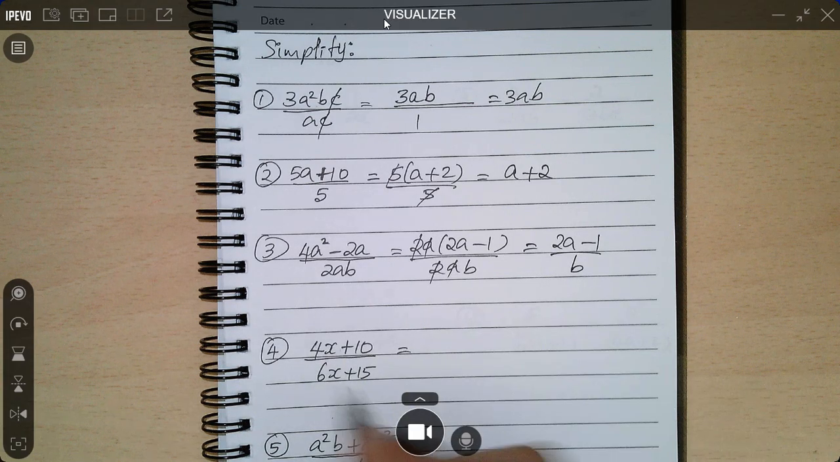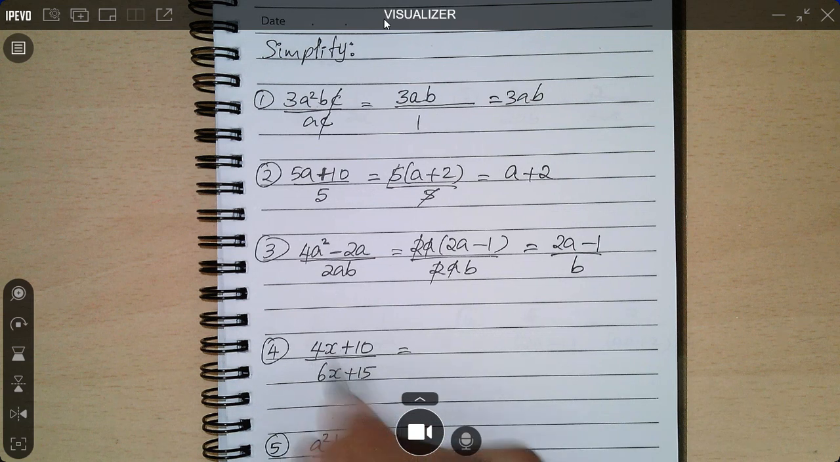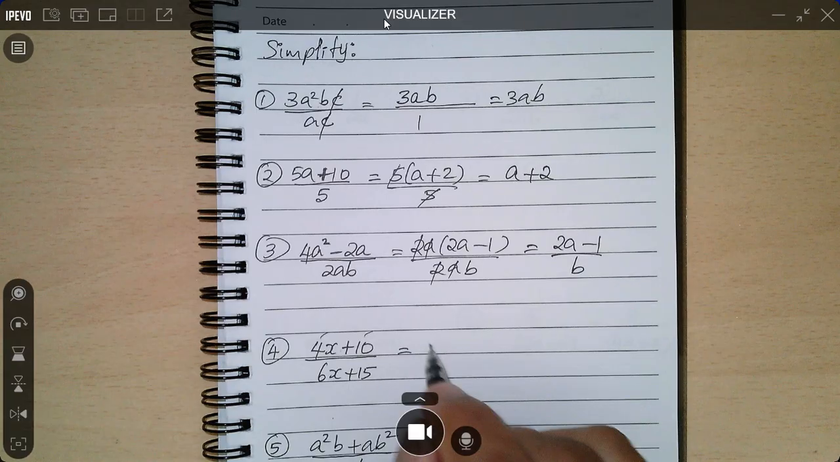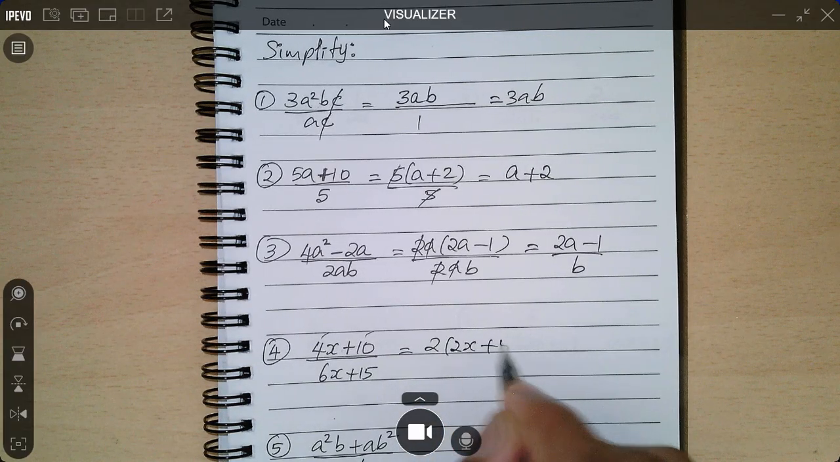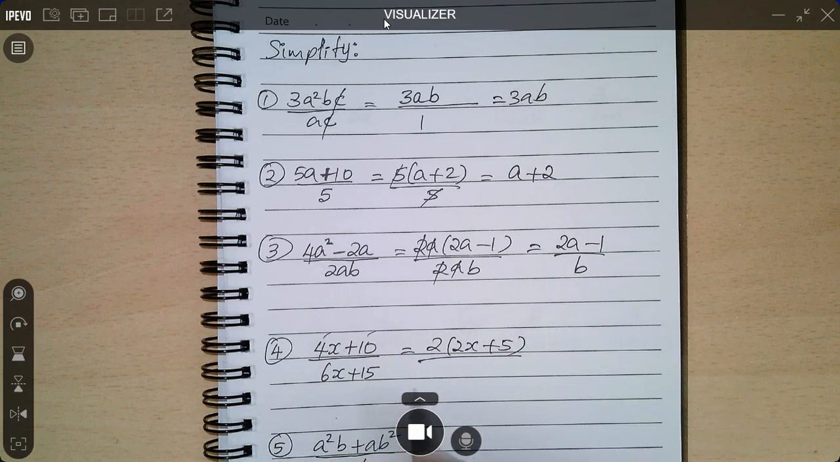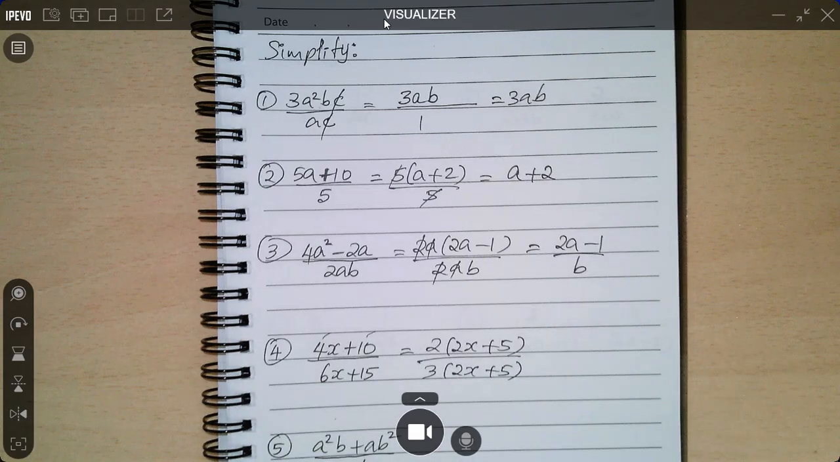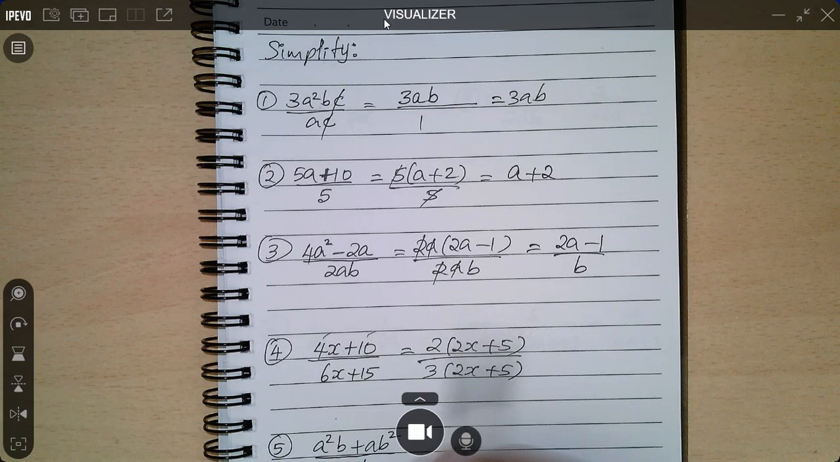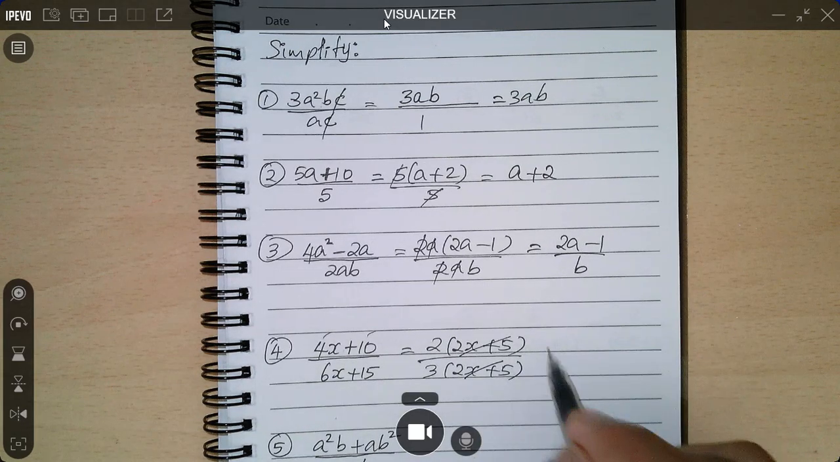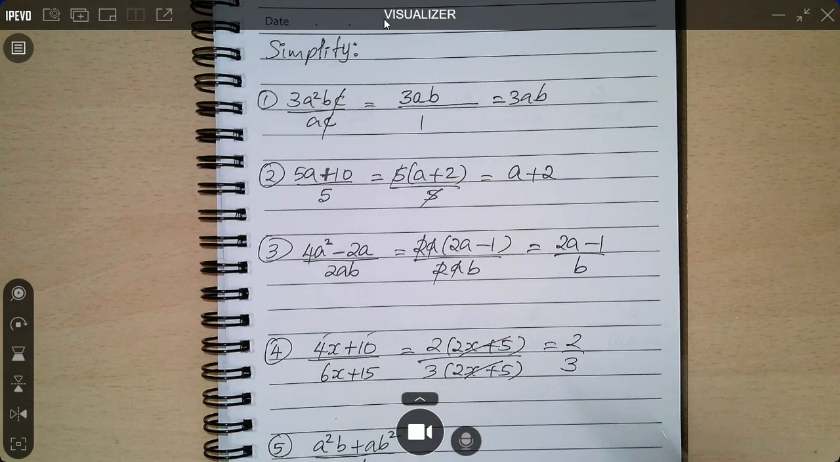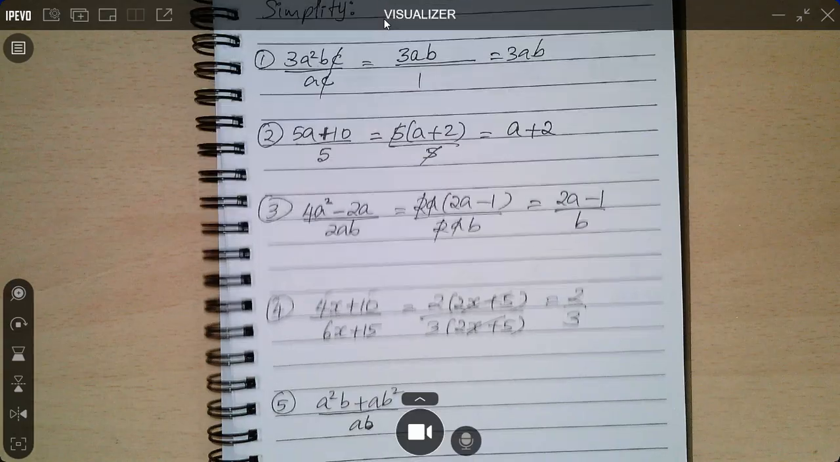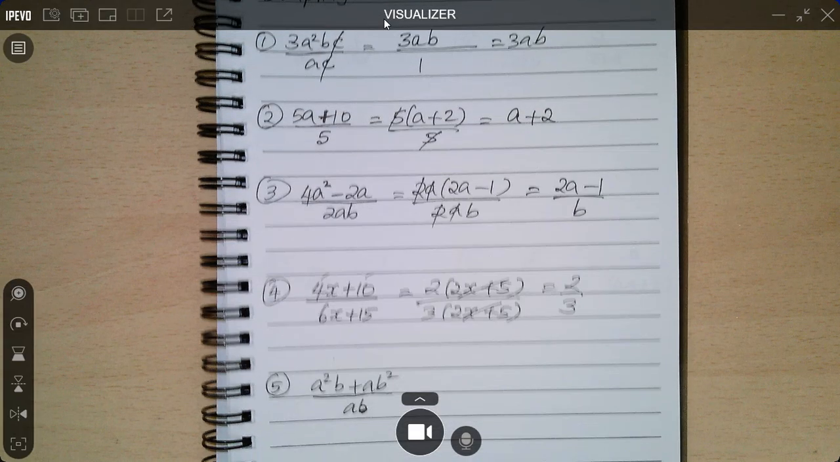So what should we do? We should factorize this. 4 and 10, common is 2. 6 and 15, common is 3. So now if you look at it, the 2x plus 5, the whole term is in multiplication. So this goes away with this. Answer is 2/3. So when you cancel, ensure that the terms are in multiplication. That's important.